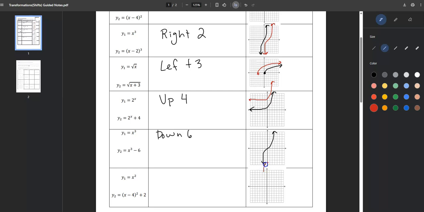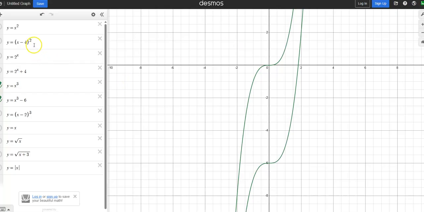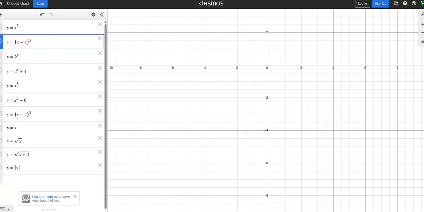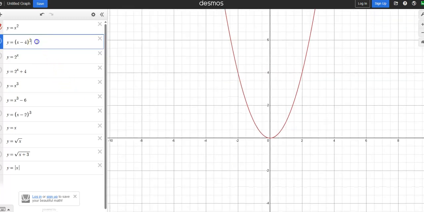And so it's been moved like that. Okay, and then this one has 2 things. If I look at this, I've got my x squared. I have x squared minus 4 plus 2. Minus 4, I'm just going to take this one. Remember, x squared is this U shape. We'll come back up here. And then we've got plus 2 with this one. And so this one's been shifted right 4 and up 2.